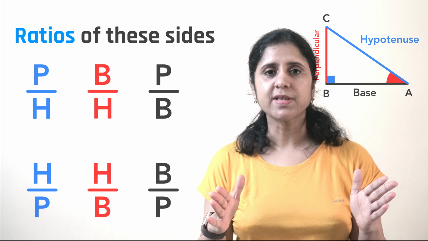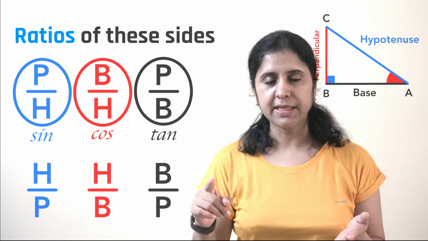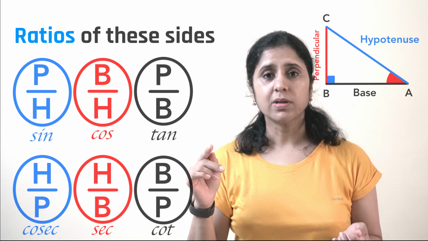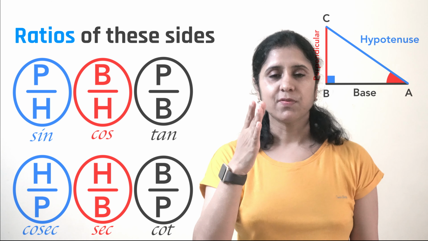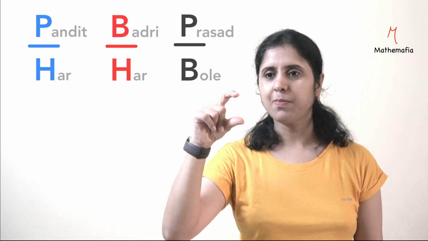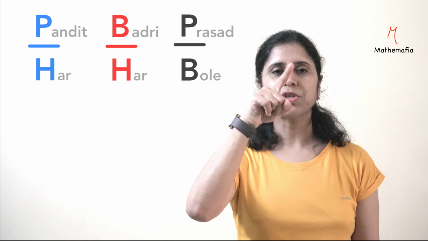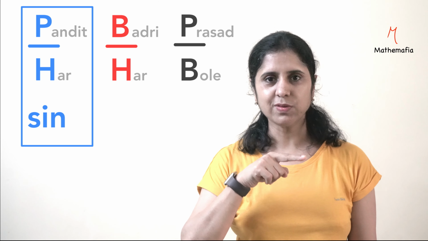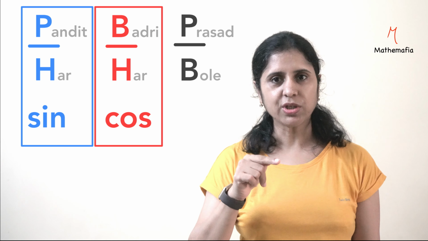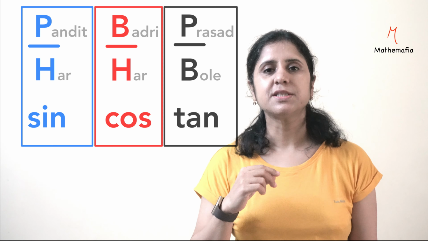So all these ratios that we have discussed have been given names, which is sine, cos, tan, cosecant, secant and cotangent. So how to remember these ratios? For this we have an Indian formula, which is Pandit Badri Prasad Har Har Bole. First ratio it would be perpendicular upon hypotenuse, which would be sine. The second would be base upon hypotenuse, which is cos. The third is perpendicular upon base, which is tangent.